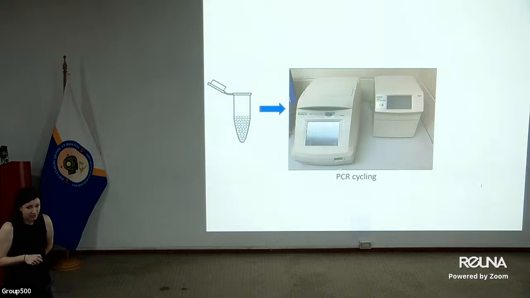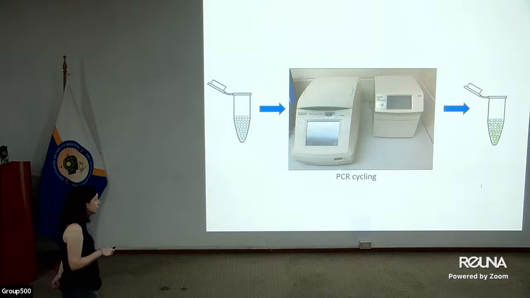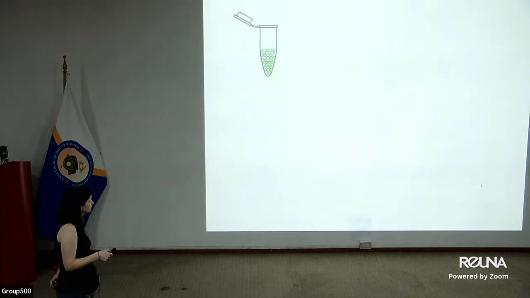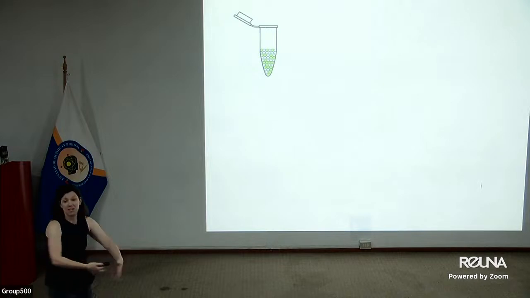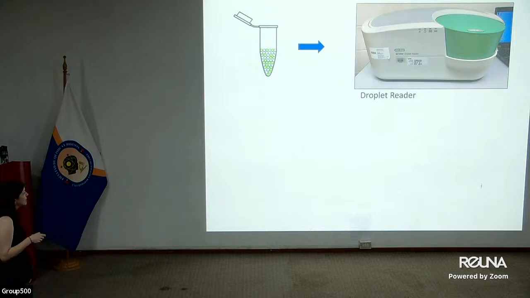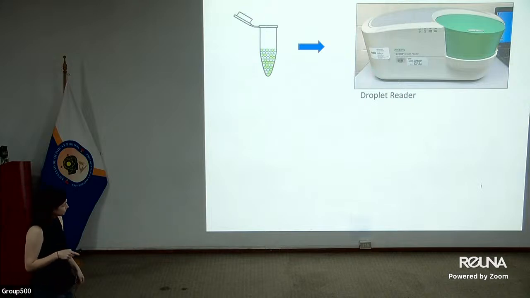I do not like EvaGreen. I think it's unreliable, so we always use an internally fluorescent probe. And if you have amplification in a droplet, that droplet fluoresces. But how do you actually read it? It's just a conventional PCR machine you're using. There's another step: you take the PCR product from the PCR machine and put it into this droplet reader.